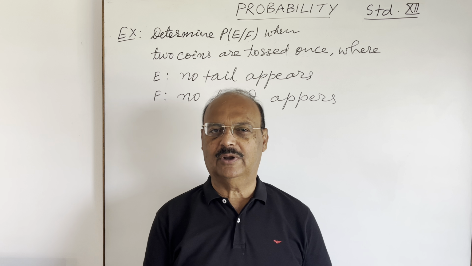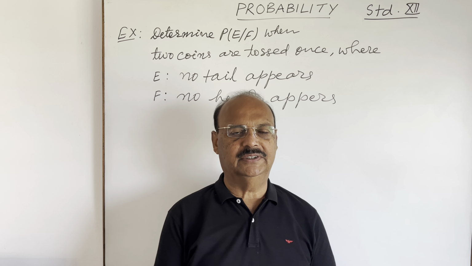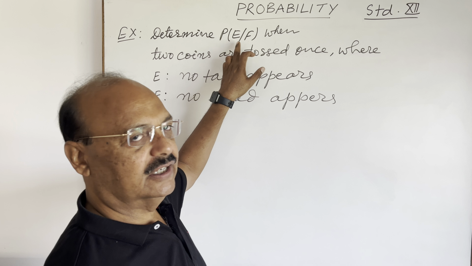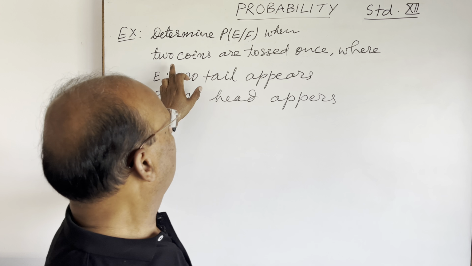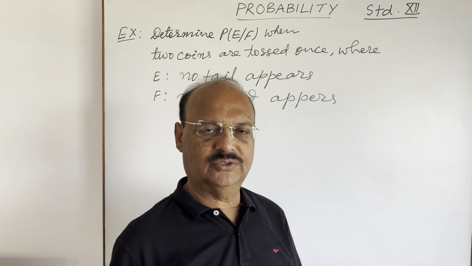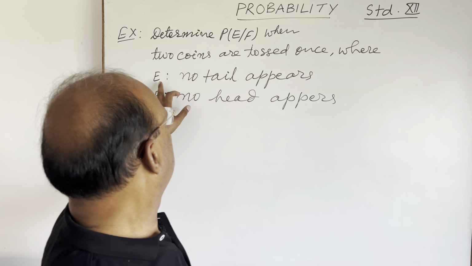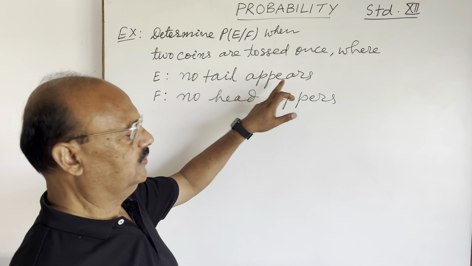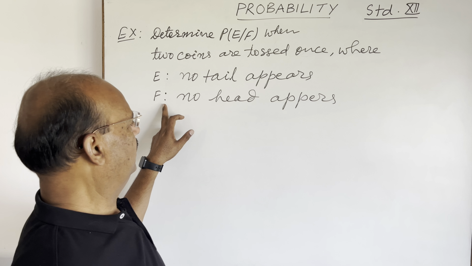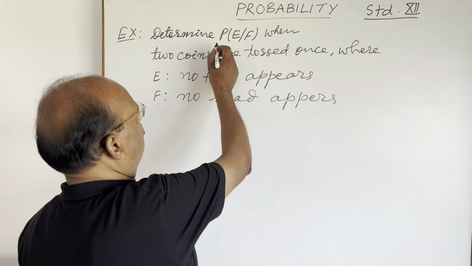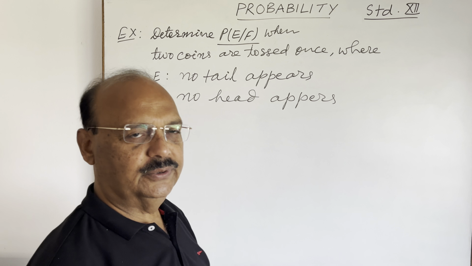The question has been taken from the NCERT book of standard 12. The question is: determine the probability of E conditional to F when two coins are tossed once. It means two coins are tossed together, where event E is that no tail appears and F is the event where no head appears. Then we have to find out the probability of E conditional to F.